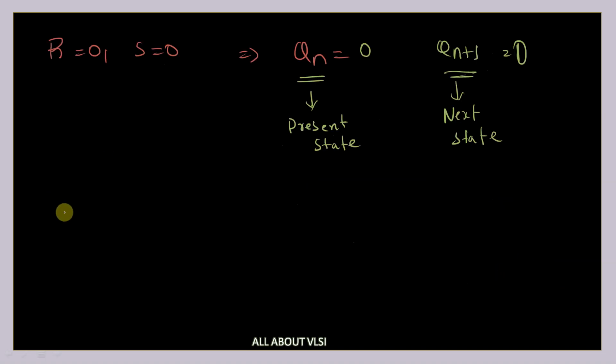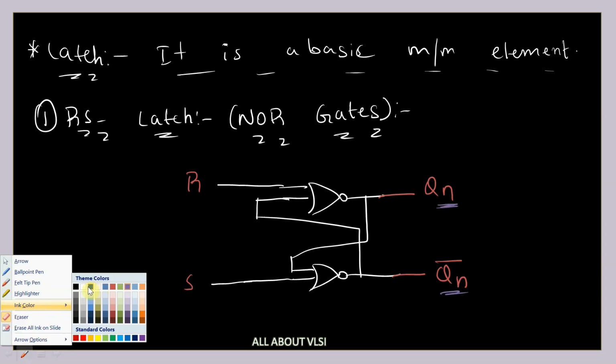Okay, so I'll write down here. So R is equal to 1 and S is equal to 0. Then if our present state is equal to 0, then our next state will be equal to 0 itself.